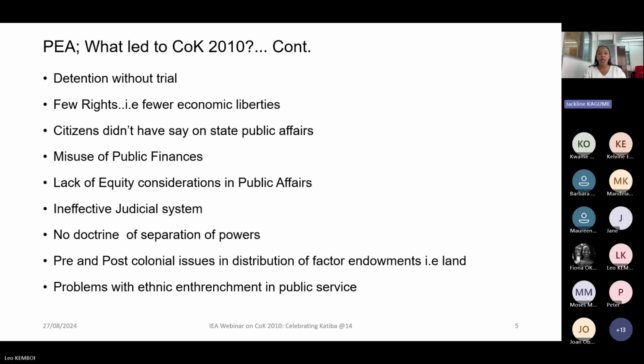And then another issue was fewer economic liberties, what we categorized as fewer rights. So many people discussing the 2010 constitution talk about the very elaborate entrenchment of rights and economic liberties. Under the old order, citizens enjoyed fewer rights. So the rights that we see stated in detail with regards to property, freedom of association, expression, and so on, economic participation, the socioeconomic rights that are articulated separately.